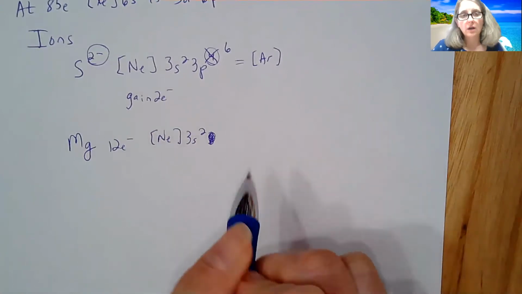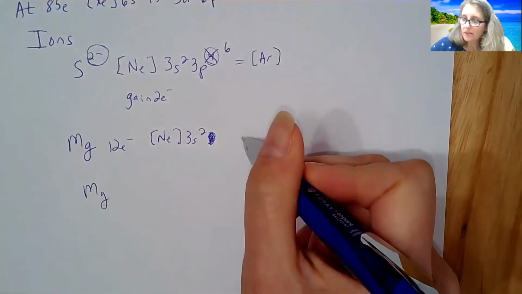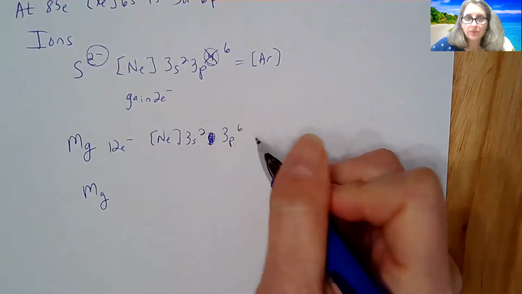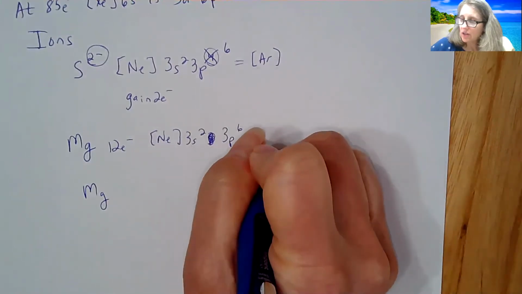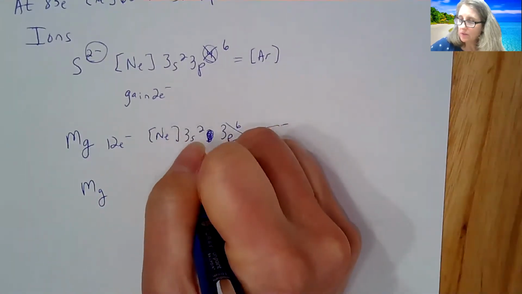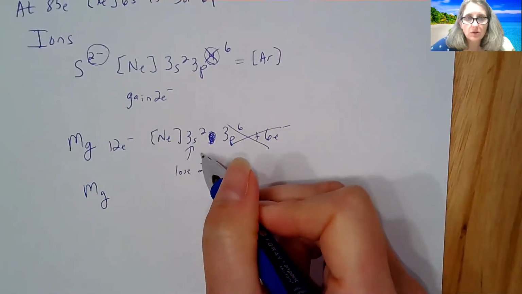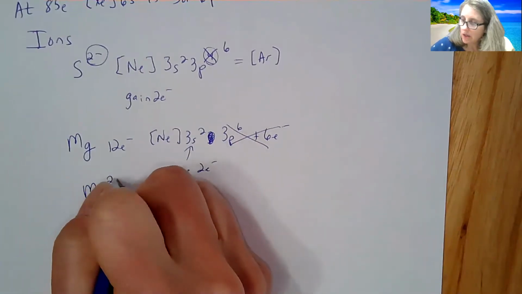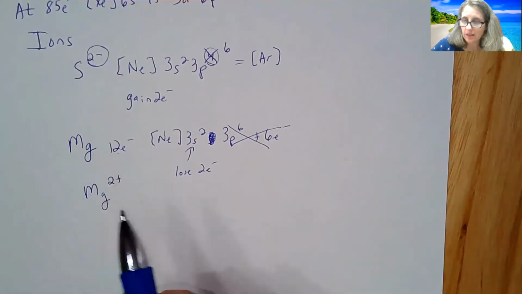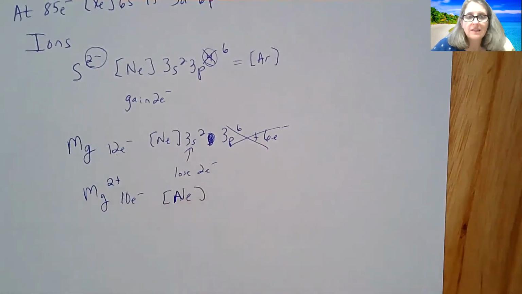3s2. So it becomes an ion by wanting to become the nearest noble gas. So it doesn't make sense to go all the way to a 3p6 and add 6 electrons. That makes no sense. So instead, what magnesium does is it loses 2 electrons from its outermost energy level, which is the 3s2. So magnesium becomes what we call a cation. It becomes a +2 charge because it doesn't have 12 electrons anymore. It has 10 electrons. So it becomes the configuration of neon.